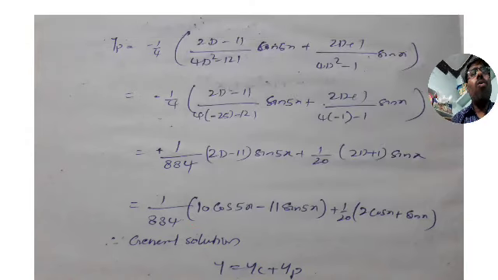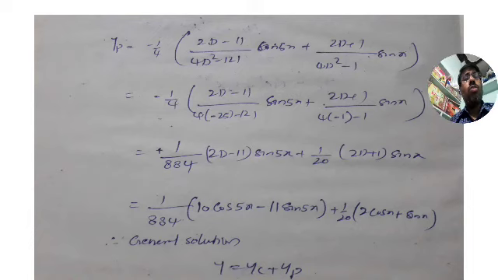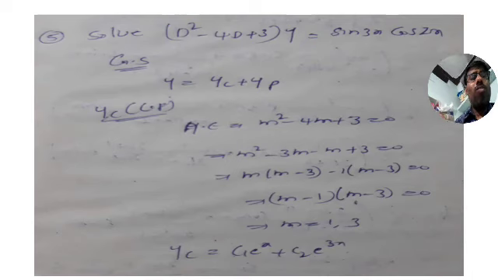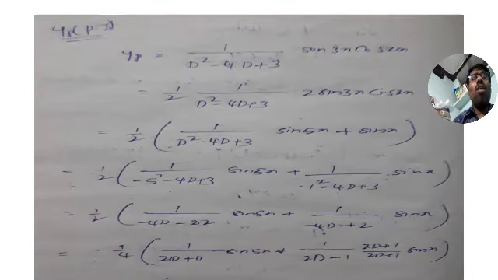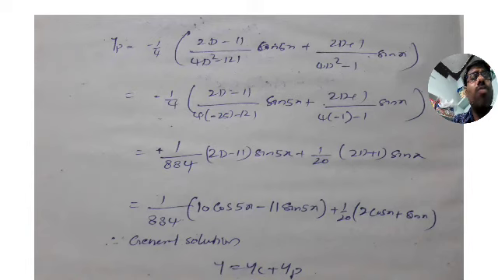Now what is the general solution? The general solution is y is equal to yc plus yp. We got yc here: C1 into e power of x plus C2 into e power of 3x, and after the two slides we got yp, 1 by 8 into 884 into 10 cos 5x minus 11 sin 5x plus 1 by 20 into 2 cos x plus sin x. Then the general solution is yc plus yp.